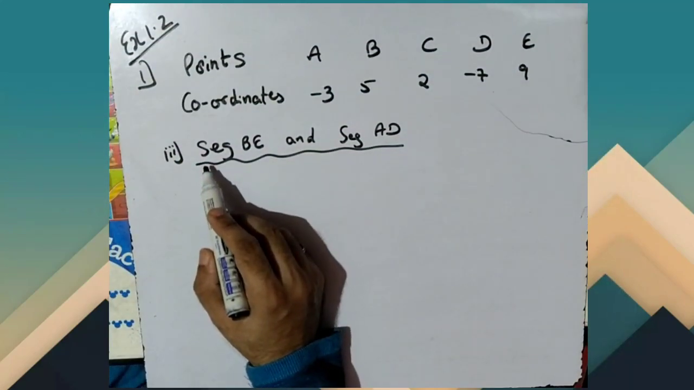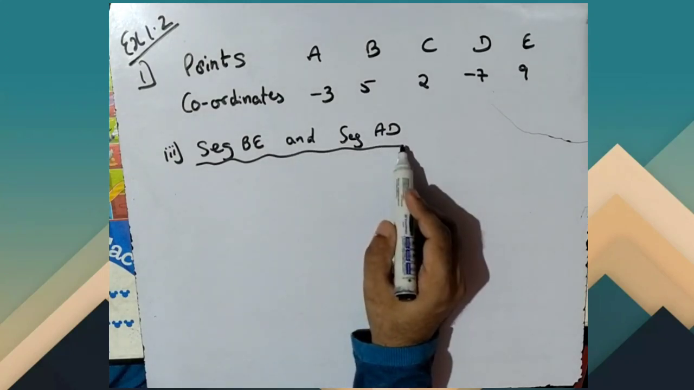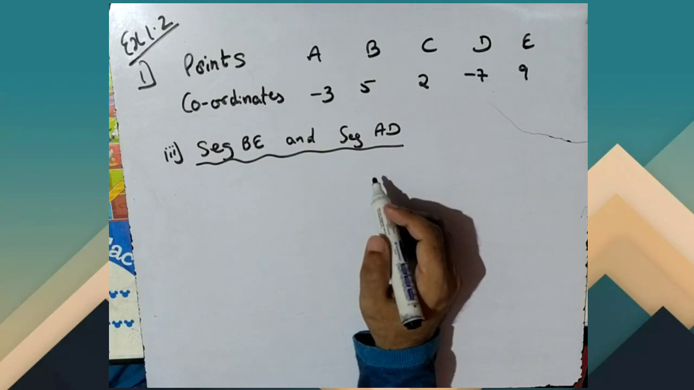In the third sum, we have to find out whether segment BE and segment AD are congruent or not. You can try this sum on your own.